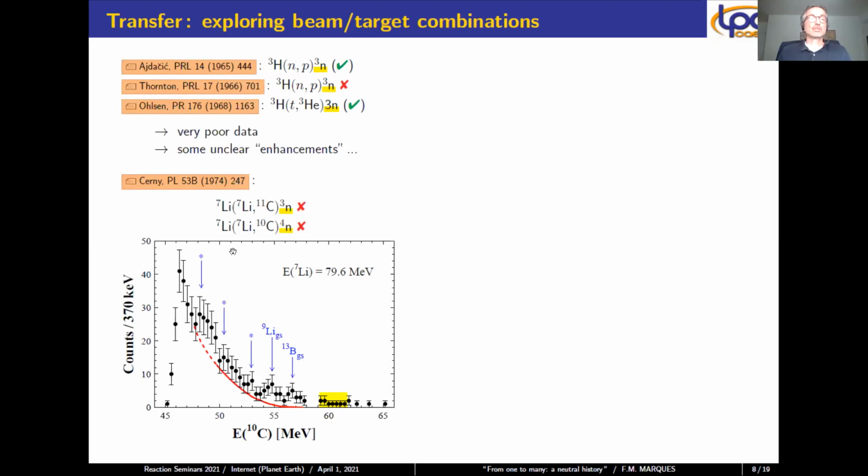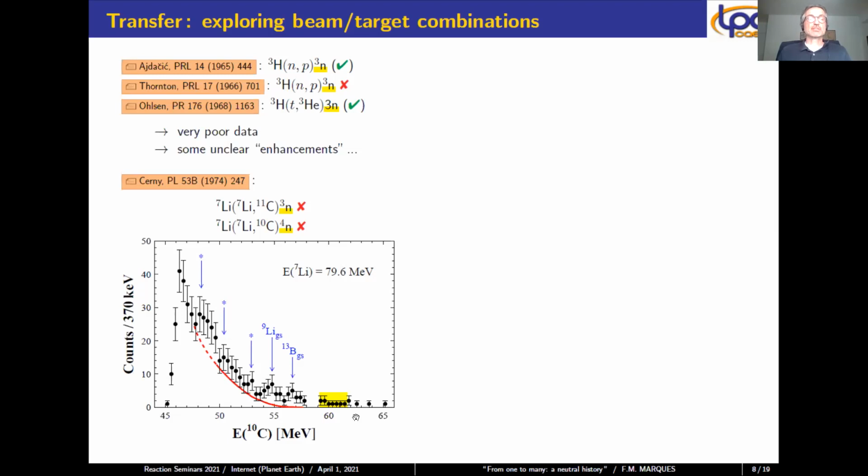Then in 74, this paper from Cerny with lithium-7 carbon-11 here on lithium targets in order to populate the 3 neutron with carbon-11 and the tetraneutron with carbon-10. Here you have the example of carbon-10. And this is phase space, 5-body phase space. This is the region where you should see peaks for bound tetraneutrons. And these structures here that could correspond to 4 neutron resonances come indeed from contaminants of the target. So lithium-9, boron-13, and others.